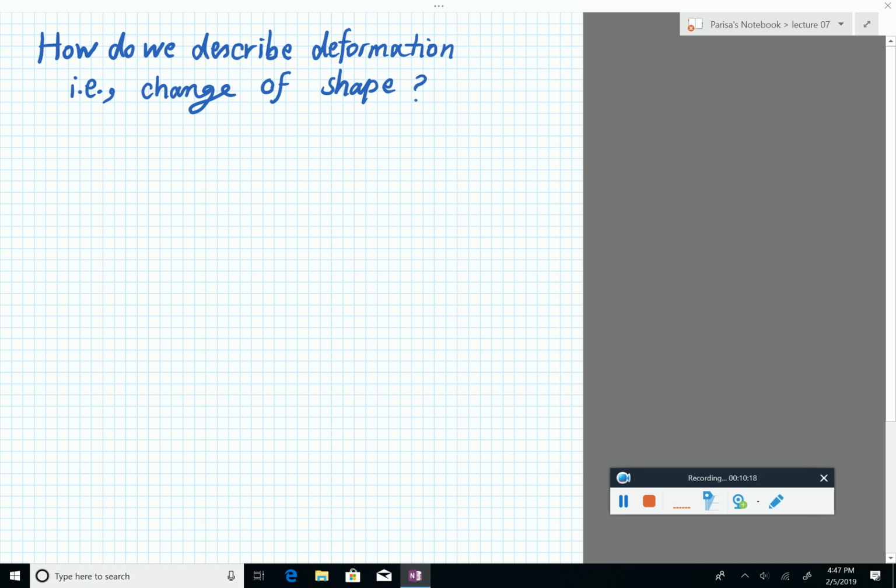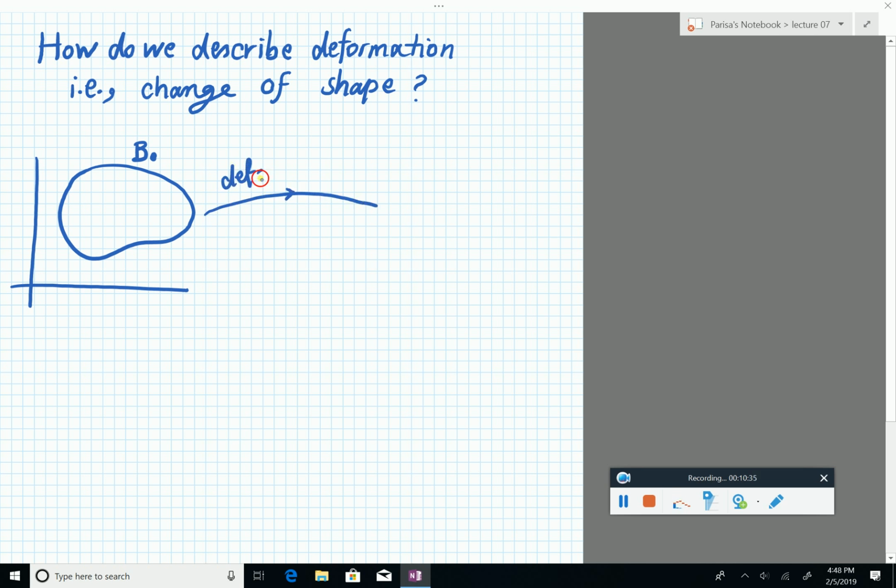So if I have the same body, if I want to describe its deformation, I want to find a way, I need to first know what I'm looking for, right? How do I do that? How did we do this before? How have you done this in your life before?